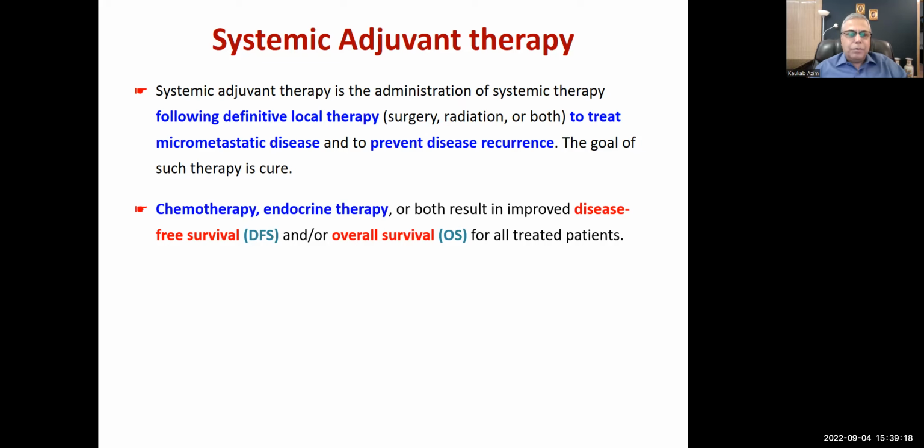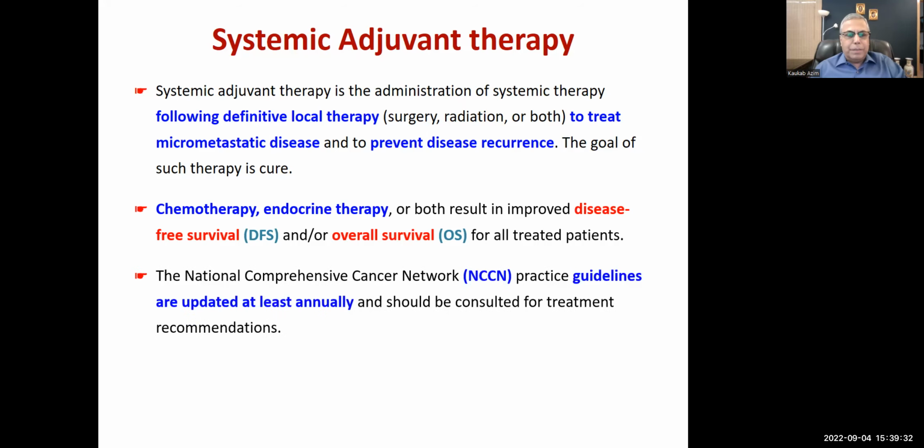Disease-free survival means patients can survive with their disease as well, but disease-free means no disease at all. Overall survival means how long will they live? So they will live longer. That has been seen with these therapies.